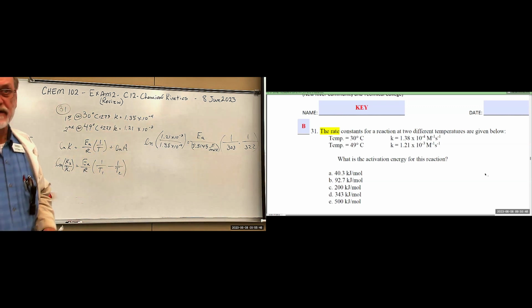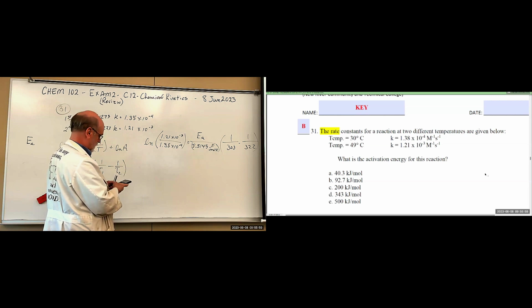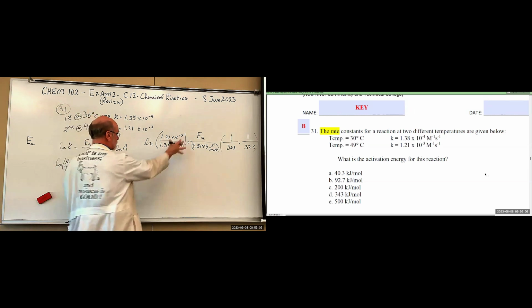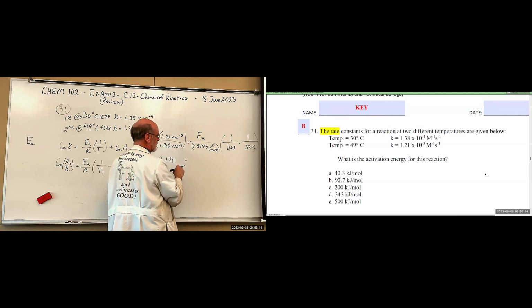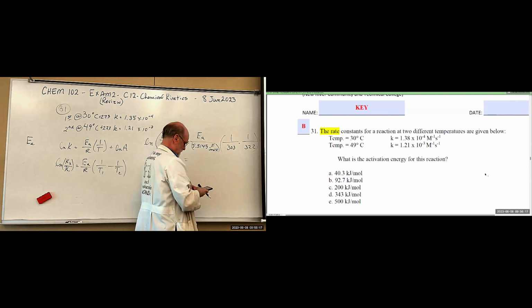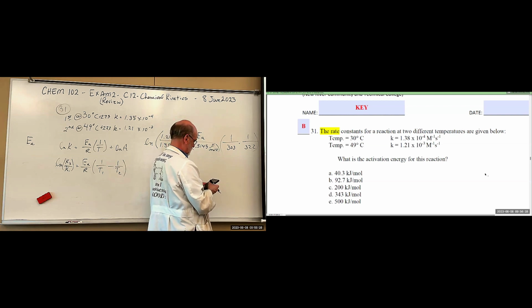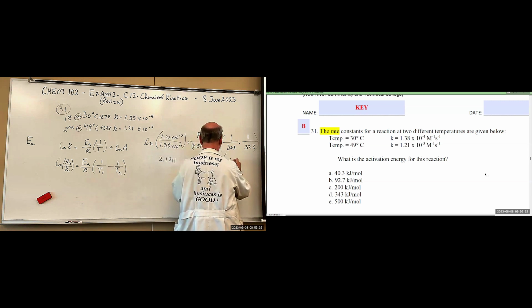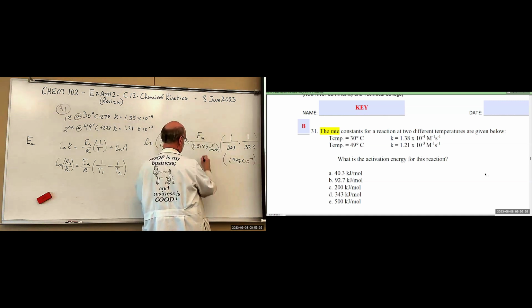Right? Am I losing anybody? You're good? Okay. So I need 1.21 exponent minus 3, and then divide that by 1.38 exponent minus 3, and then take the natural log. So this side of the equation is 2.1711. And this side of the equation, let's do this one first. 303, take the inverse, and then 322, inverse, subtract that. So this is going to be 1.947 times 10 to the minus 4. And that's the same there.